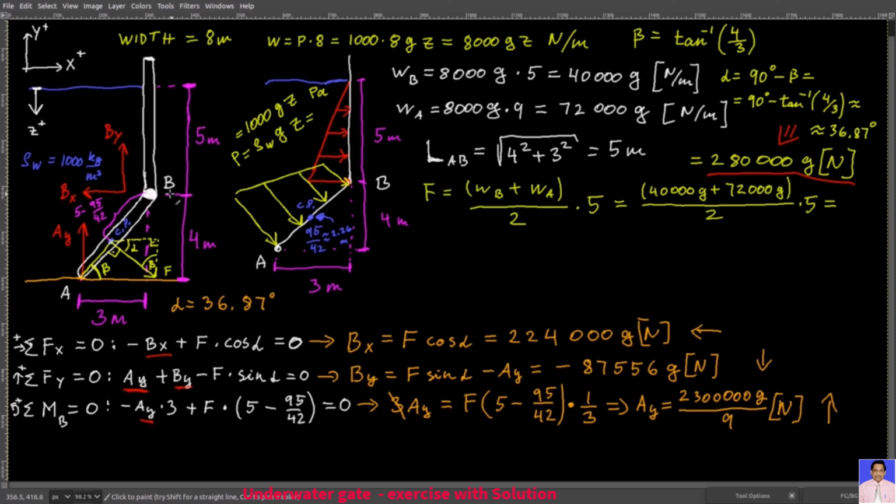Now we took the moments about point B, but feel free to experiment with it and take your moments about point A. You will have different equations, but in the end, your reaction forces will be the same. But I encourage you to convince yourself of that by going through the exercise yourself and find the reaction forces when you take your moments about point A.